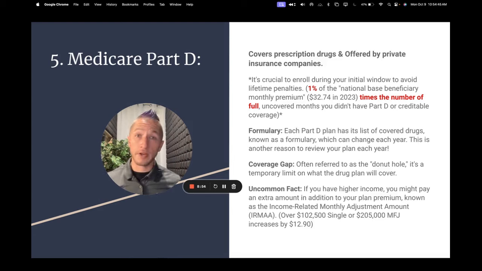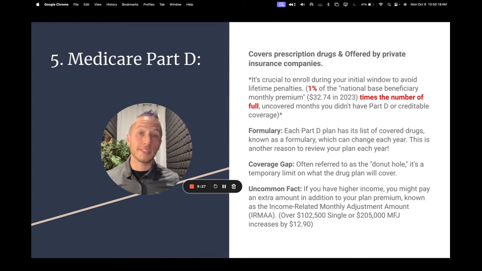There is a drug formulary on these plans. It's going to be a list of drugs that the plan would cover in the event you submitted a claim to them for those particular drugs. So it makes sense to do an annual review on this type of policy as well to make sure the plan that you have chosen is going to be suitable based on your current drug needs. There is a coverage gap that people are or are not aware of, just depends on your situation. It's referred to as the donut hole. It's going to be a temporary limit on what the drug plan will cover until you reach a catastrophic level, and then the plan is going to take care of what it needs to thereafter.